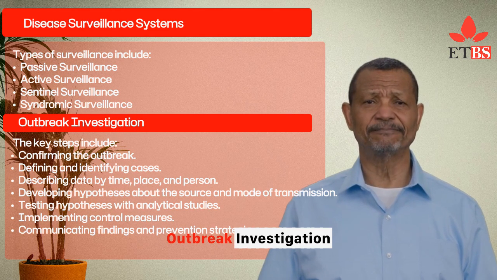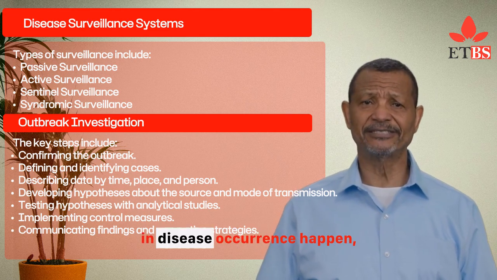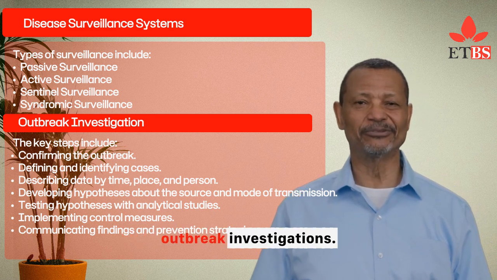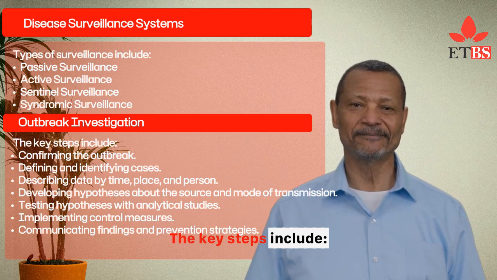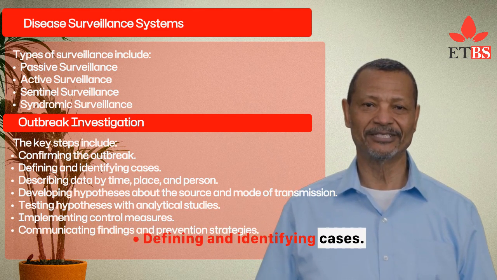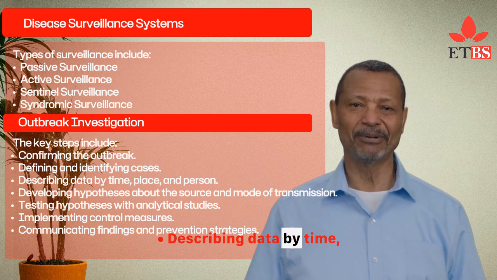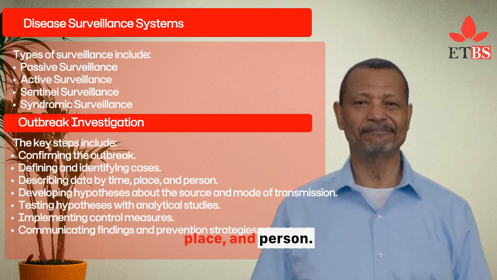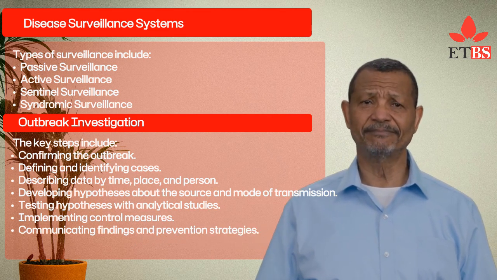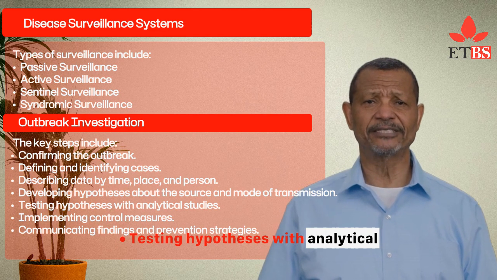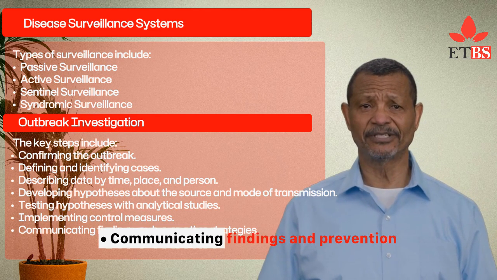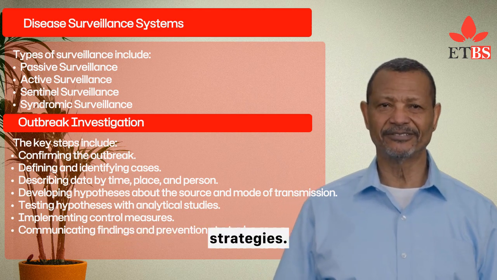Outbreak investigation. When unusual increases in disease occurrence happen, public health professionals conduct outbreak investigations. The key steps include confirming the outbreak, defining and identifying cases, describing data by time, place, and person, developing hypotheses about the source and mode of transmission, testing hypotheses with analytical studies, implementing control measures, and communicating findings and prevention strategies.